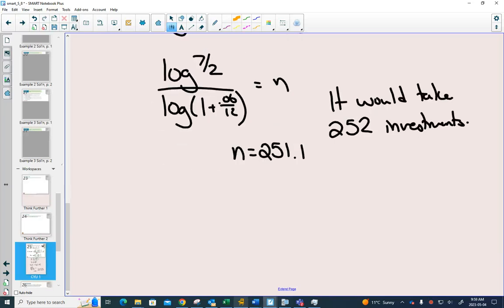And interestingly, if these were monthly investments, if I divide this number by 12, that's almost 21 years. So if you're only putting away $200 a month and you're hoping to buy a $100,000 car, it's going to take you a little bit of time. You will not get that $100,000 car right away.